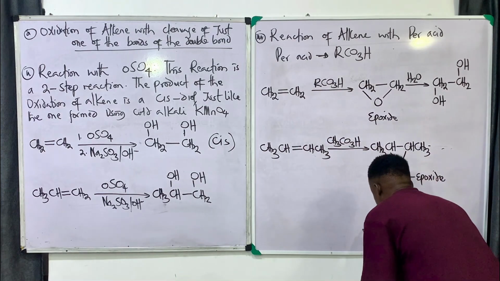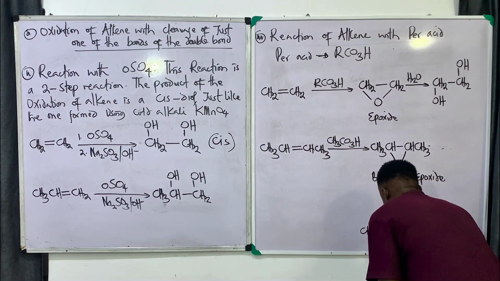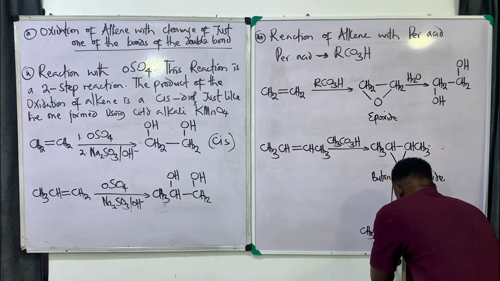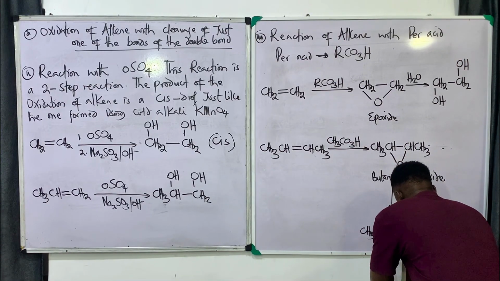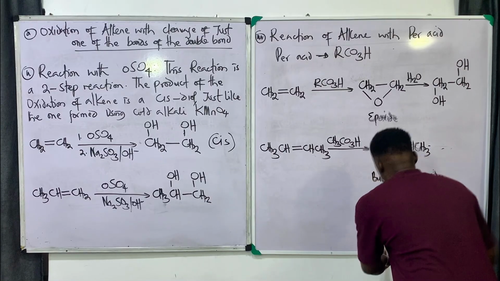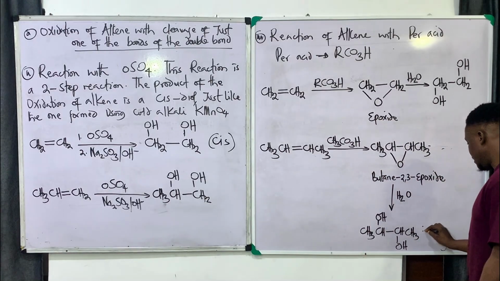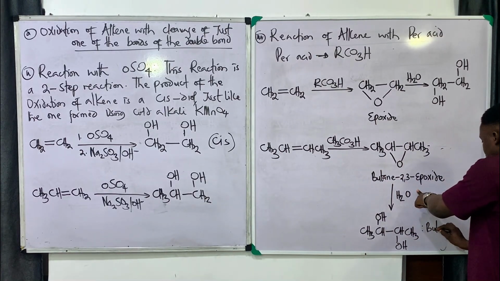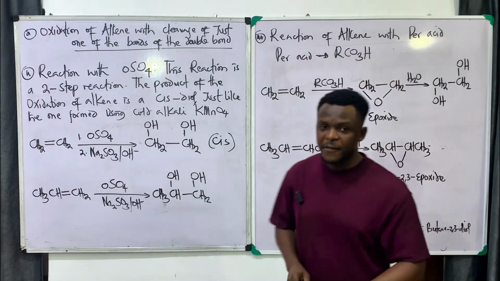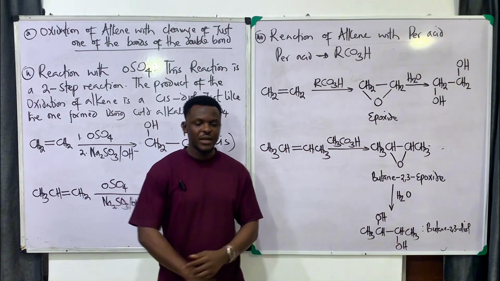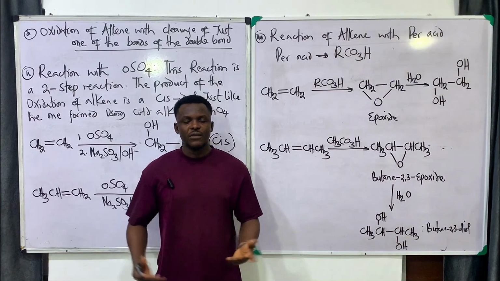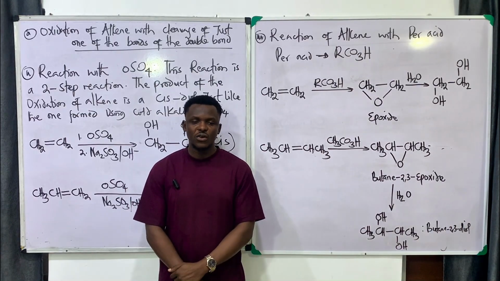So we now have CH3, CH, CH, CH3. Now this is this and this is this. And once again, the name of this becomes butane-2,3-diol. So that is actually what we have there. Right? If you have any question, you can drop it in the comments.